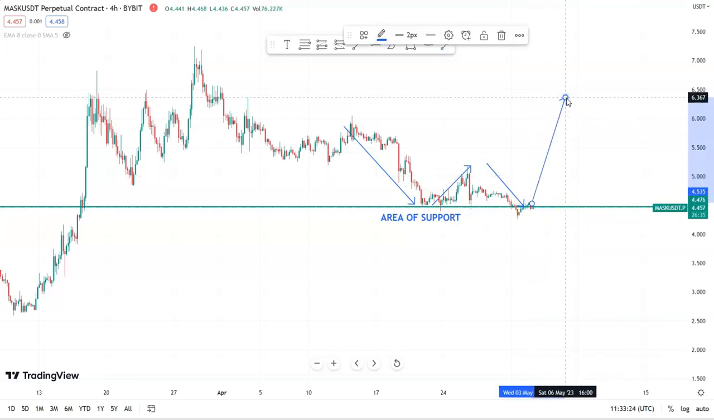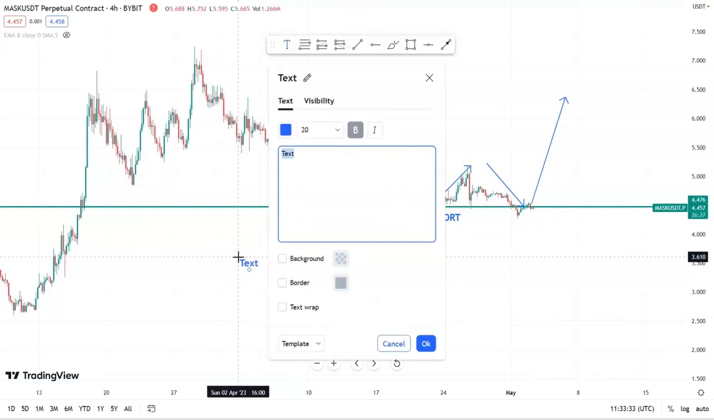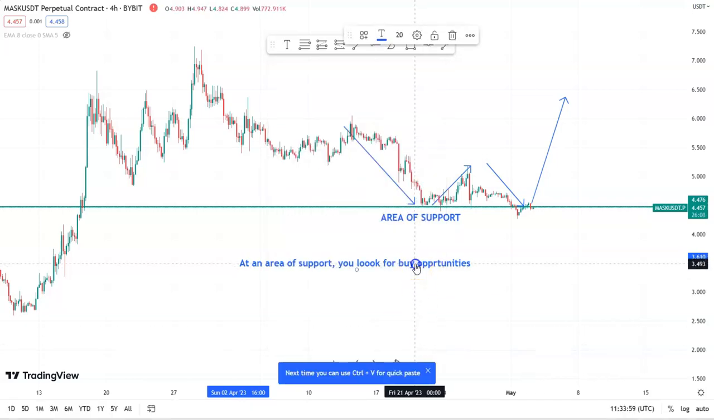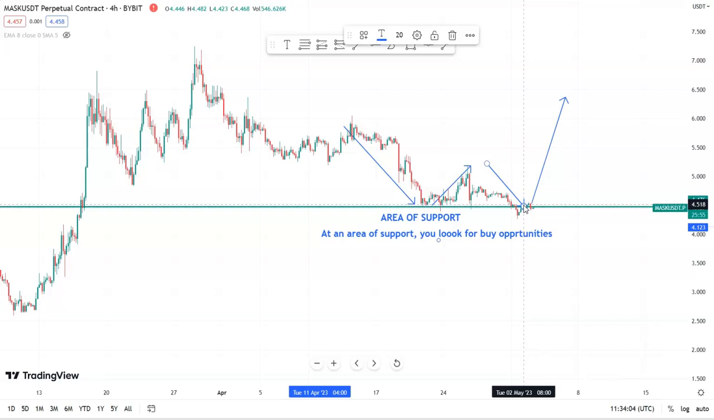You understand? That is an area of support. So at an area of support, you look for buying opportunities. Let me just put it here that at an area of support, you look for buy opportunities, which means you are going to be looking for long trades. You are going to be looking for long trades at an area of support. Exactly. At areas of support. Which means that anytime the price comes to this support, you'll be looking for opportunities to buy.